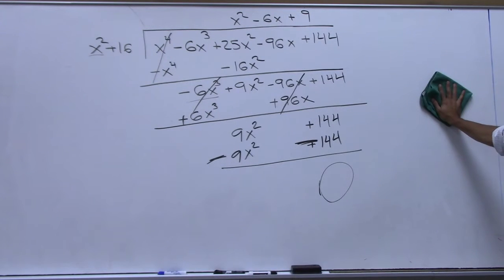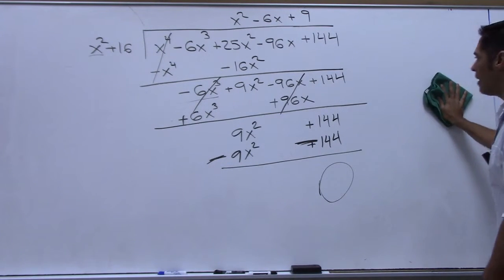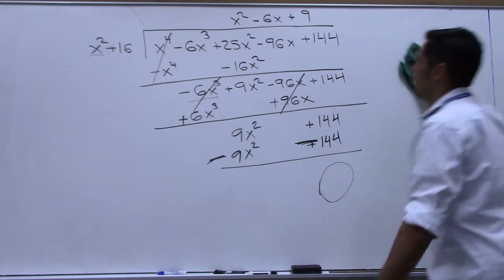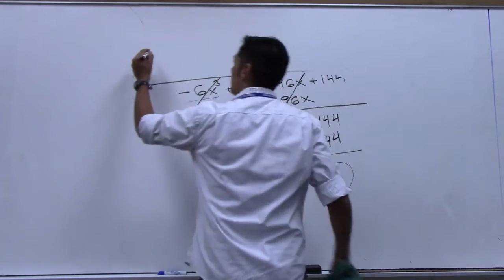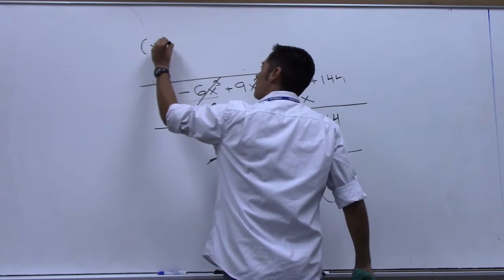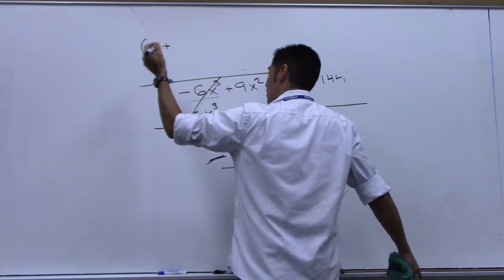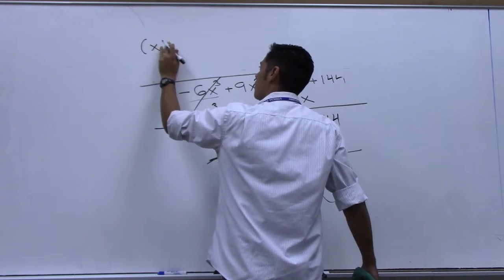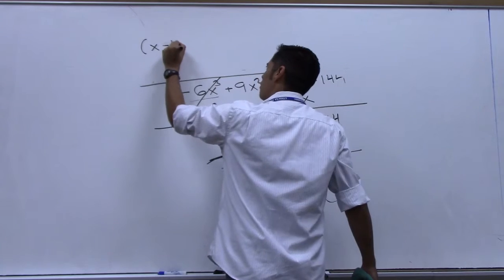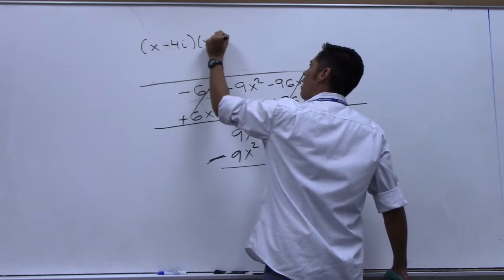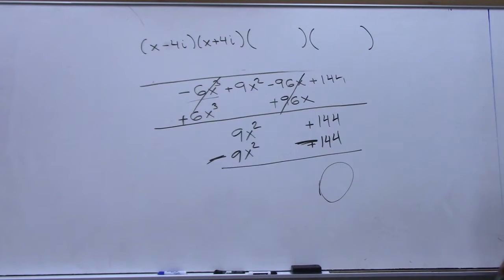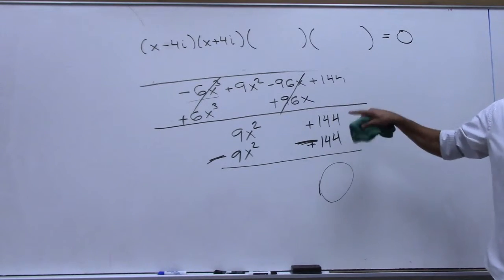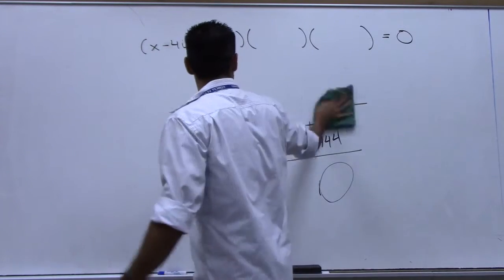All right, so what this tells us is that back when we were trying to solve the equation, we said that we could break it up as x minus 4i, x plus 4i. And then we said there was two pieces we didn't know, right? Those two pieces actually come from the answer that we got here. The answer we got here was what?